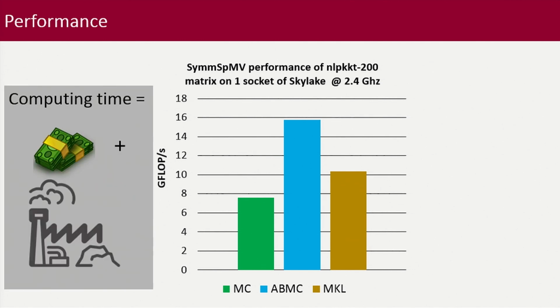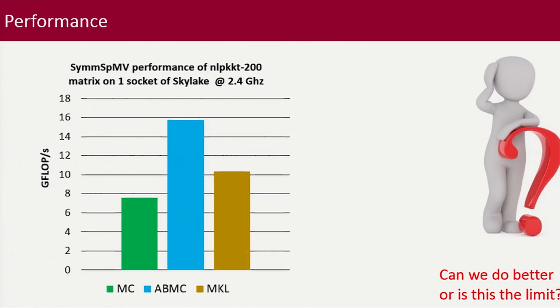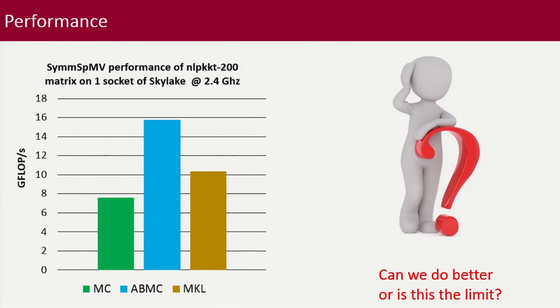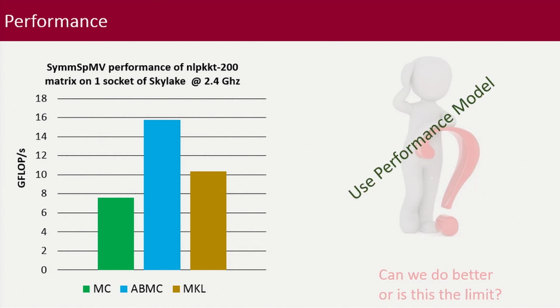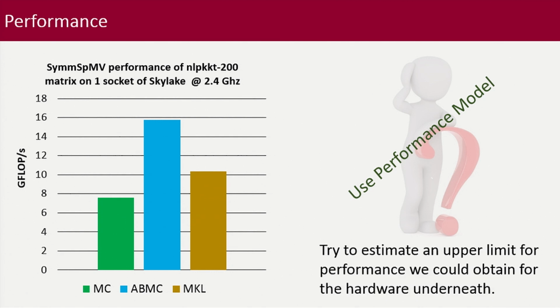Since computing time is equivalent to energy and money, it's important to ask the question: are we actually at the limit or can we do better? Seeing this performance graph without any reference doesn't actually give you any insights. Therefore, we create a reference using a performance model. Using a performance model, we try to estimate an upper limit of the attainable performance.